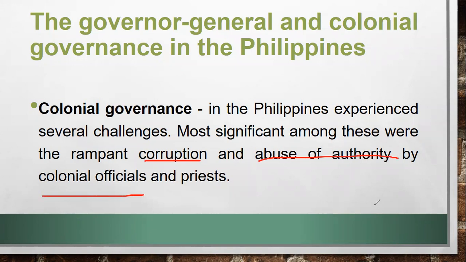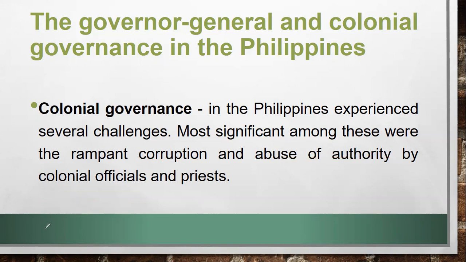So that was the Spanish colonial governance. But the bad thing about it is that they were very corrupt. Their corruption was done openly. If there is a tax, it was taken openly, either for themselves or for the government. And then abuse of authority, so they were also abusive. That's why there were a lot of women in the past who were made mistresses by priests or colonial officials. So now let's go to the next slide.